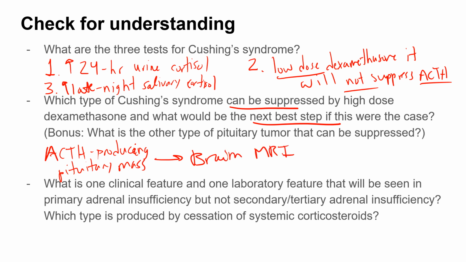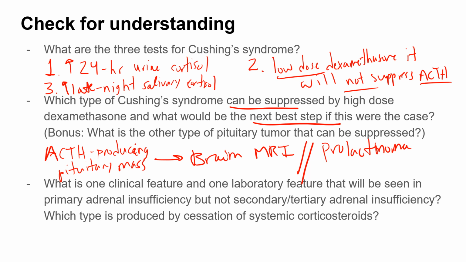And then just my bonus question I threw in there, what is the other type of pituitary tumor that could be suppressed? So that would be a prolactinoma. That's not a key objective from this, but just to see if people are paying attention and pat themselves on the back. And then the last question, what is the one clinical feature and one lab feature that will help distinguish primary adrenal insufficiency from secondary or tertiary adrenal insufficiency?